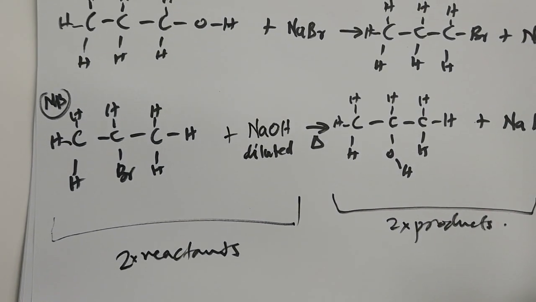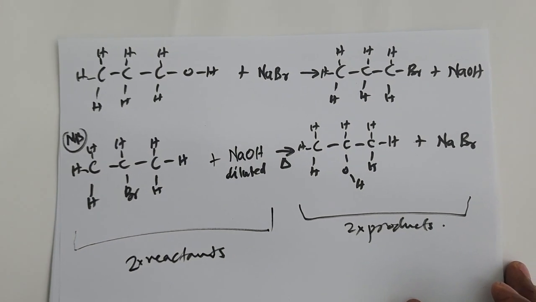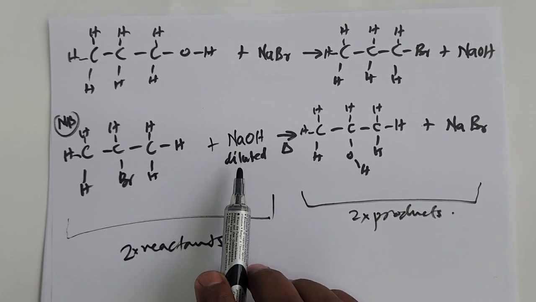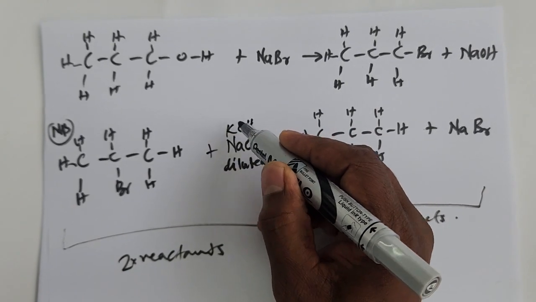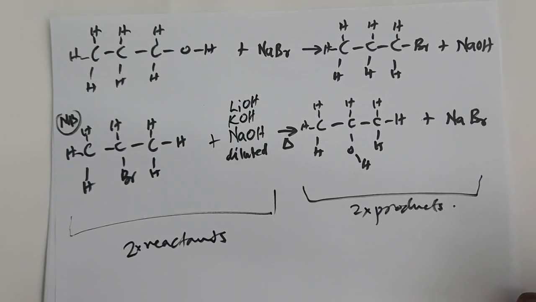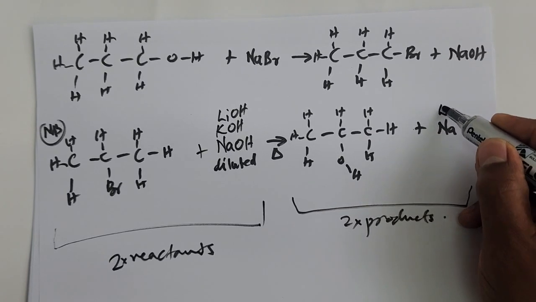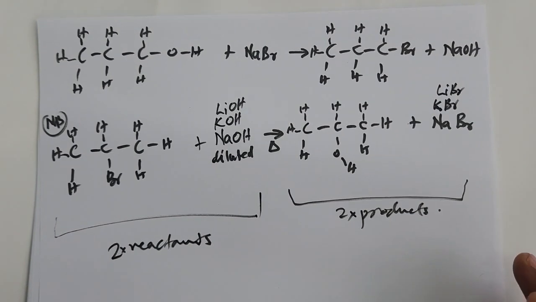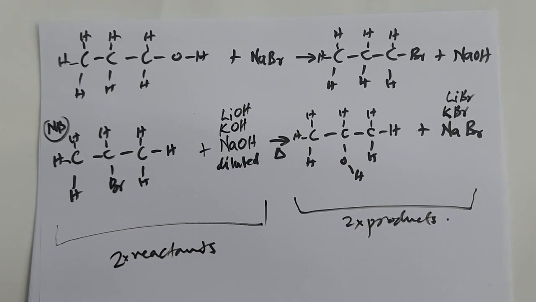I think we are clear with substitution. We'll be moving to the next ones, but very important, please don't forget, substitution reaction requires dilute strong base. It can be potassium hydroxide or lithium hydroxide, and you will have potassium bromide or lithium bromide. Thanks a lot. Let's see the next one, the elimination reaction.